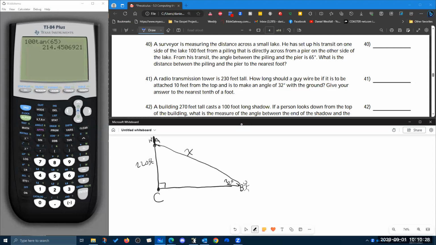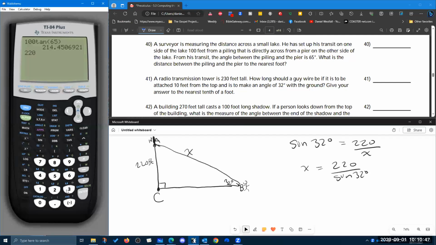So sine of 32 degrees is equal to 220 over x. So x is equal to 220 divided by sine of 32 degrees. Let's type that in the calculator: 220 divided by sine of 32. We want the nearest tenth of a foot here, so it's 415.2 feet.